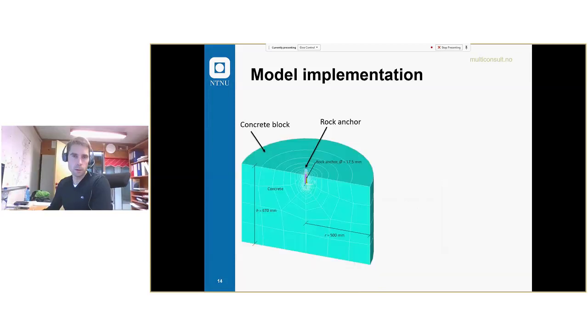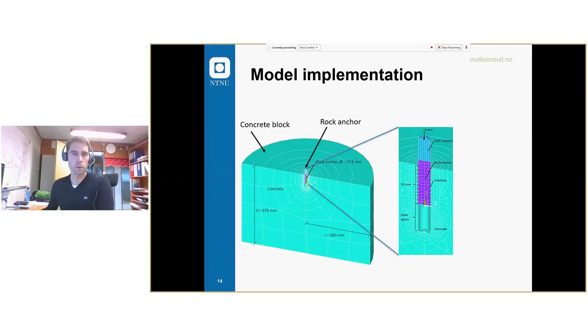Our model is then implemented in the software ANSYS, a finite element code. You can see this purple color indicates the rock anchor, and our model is implemented within the interface along the rock anchor. And we have used a plane strain axisymmetric model. And the interface element offers a direct means to quantify the interfacial separation behavior.